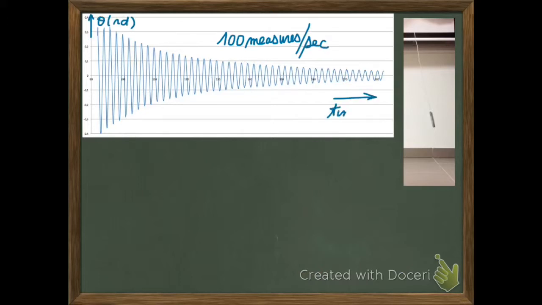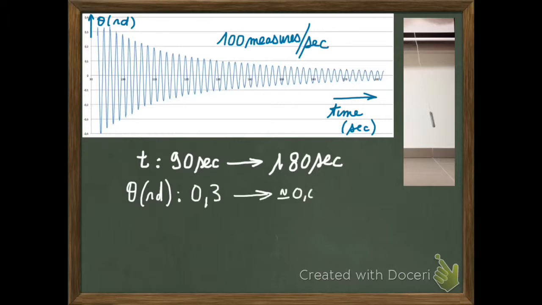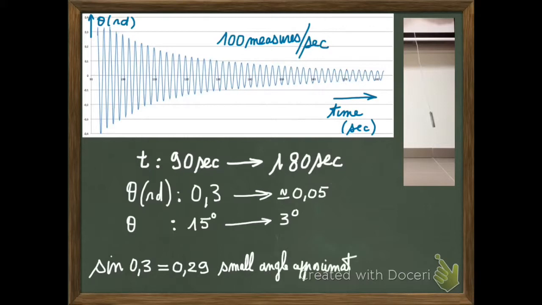What we observe is theta versus time, measured 100 times a second for a period of about 100 seconds, more than a minute, with an angle moving from 0.3 to 0.05 roughly, which means an angle moving from 15 degrees down to 3 degrees. When the angle is 50 degrees, it's questionable if the small angle approximation is still valid. But if we do a calculation immediately, we see that the sine of 0.3 is equal to 0.29. So we believe that the small angle approximation is still okay, really.